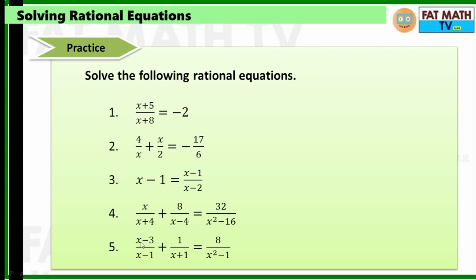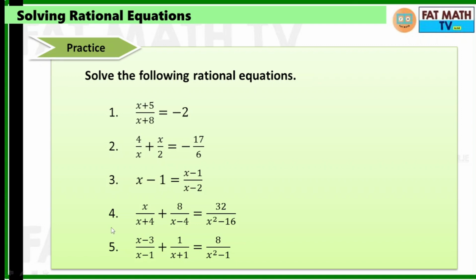And number 5, x minus 3 over x minus 1 plus 1 over x plus 1 equals 8 over x squared minus 1. So it's important that you know how to identify the least common denominator. For number 1, since we only have one denominator here, we will multiply both sides of the equation by x plus 8. For number 2, we have x, 2, and 6. So multiply both sides of the equation by 6x. For number 3, multiply both sides by x minus 2.